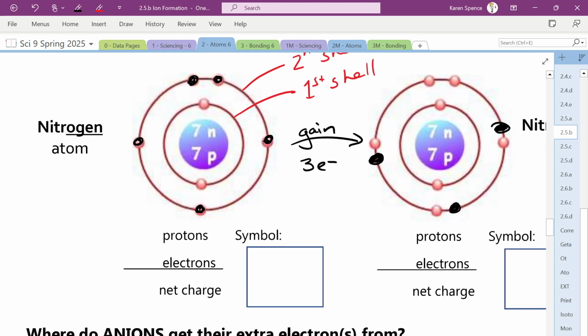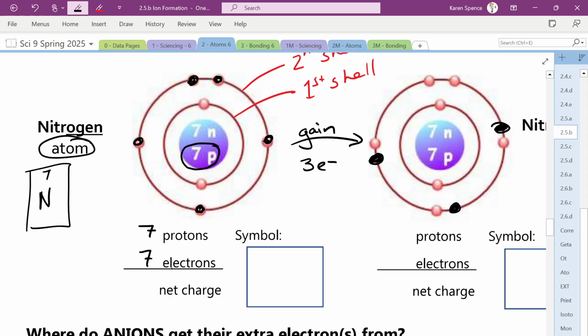And now we can count up and we can say, I have a total of 7 protons, because nitrogen, remember, has atomic number 7, so it has 7 protons, and a nitrogen atom is neutral, so it has 7 electrons. Its net charge is 0, so its symbol is N.